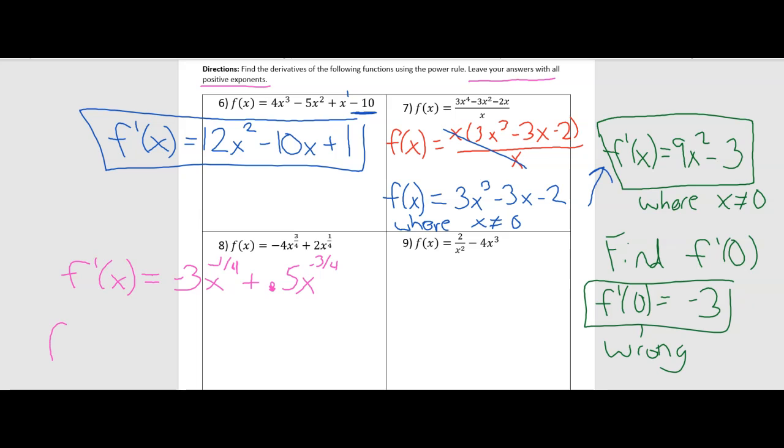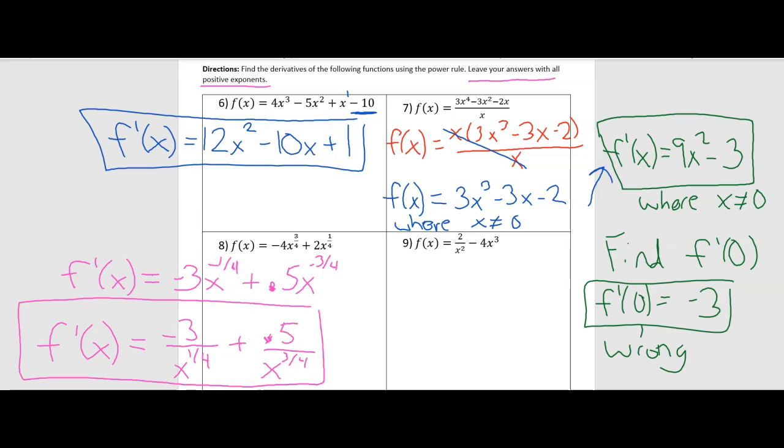So we need to know how to convert rational exponents. Whenever they're negative, we can do one of two things. We can convert to radical form, or we can just convert the exponents to positive. So f prime of x, we could say, is equal to negative 3 divided by x to the power of 1/4 plus 0.5 divided by x to the power of 3/4. And this right here fulfills the requirements of the directions. All the exponents are positive.